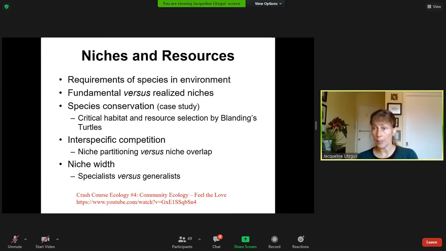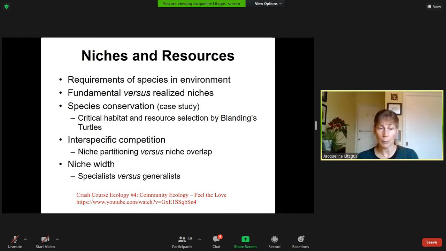We talked about the application of the ecological niche to a couple of different things. First, to species conservation, and we did the case study looking at critical habitat and resource requirements of Blanding's turtles. Then we looked at how we can apply niches in the context of interspecific competition, and we tied that back to the Lotka-Volterra lecture that shows competitive exclusion. When you have two species that need the exact same niche, one is going to competitively exclude the other. But if you have some niche partitioning, then you can have coexistence of the species. And niche overlap is when the species share some part of their niche.